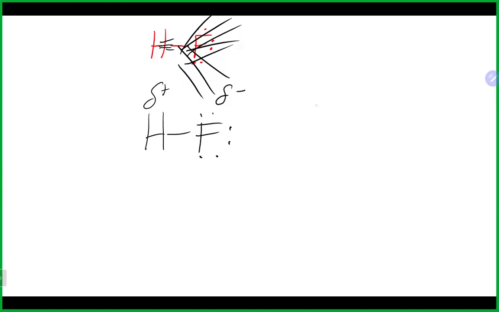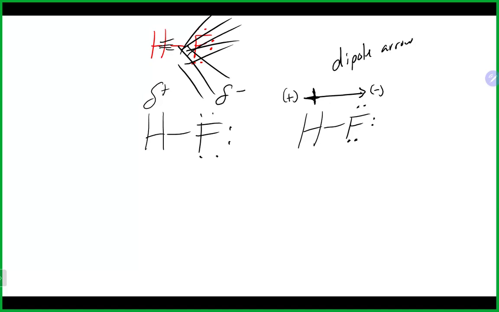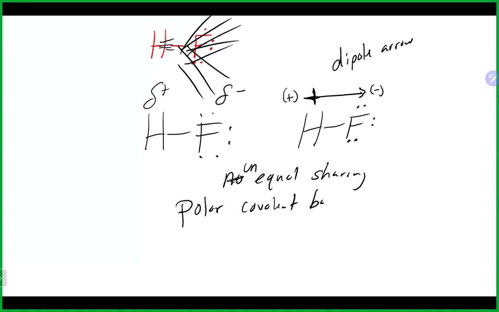You can represent this as well with an arrow. And this arrow is what is referred to as a dipole arrow, where it always points to the more negative side of the bond. And the back part that makes a plus sign is the more positive side of the bond. These electrons are now not being shared equally. So no equal sharing, or unequal sharing, I guess, is another way to write that. This is what is known as a polar covalent bond, or just a polar bond.